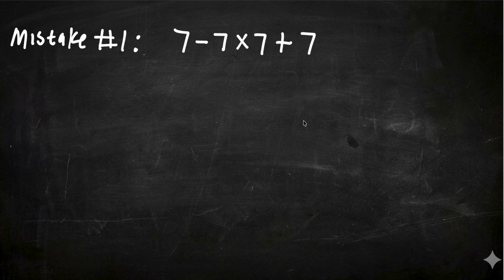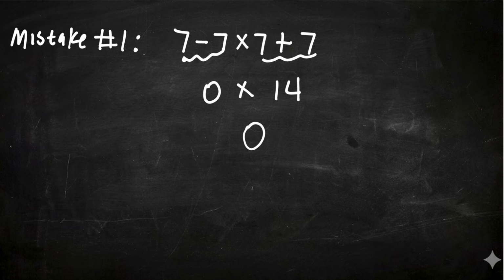So let's look at mistake number 1. The first mistake that people make is grouping things that shouldn't be grouped. People try to clean up the edges by doing 7 minus 7 and then 7 plus 7. So 7 minus 7 is 0 and 7 plus 7 is 14. And then they multiply and they get 0. Even though it looks nice and clean, math isn't necessarily about making things look clean. It's about following the right order of operation.